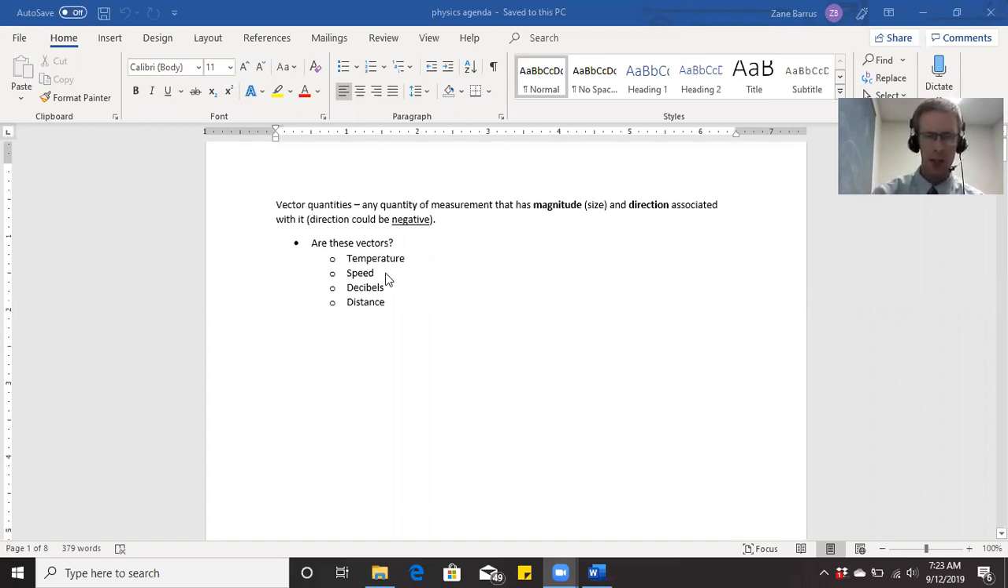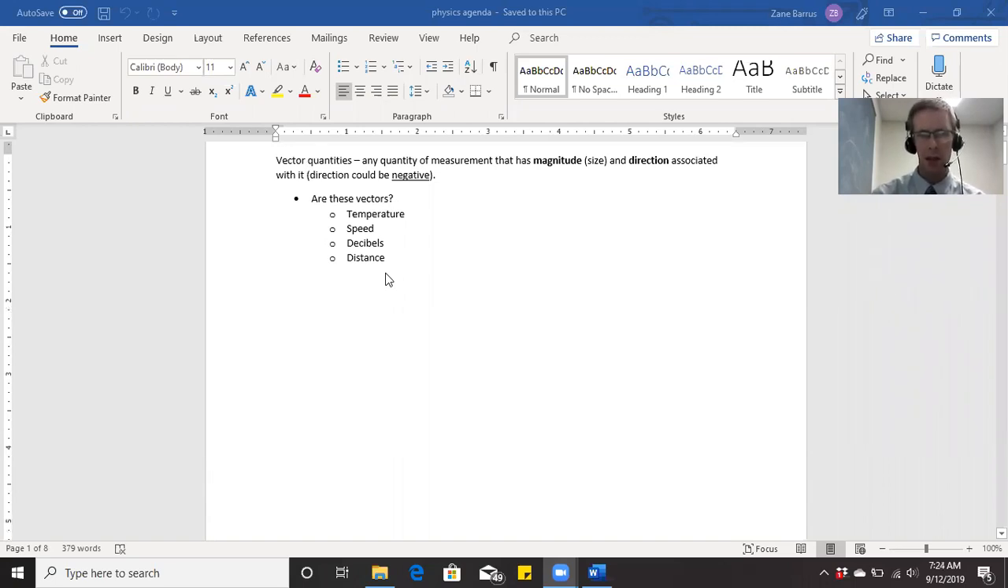So the first thing that's really talked about in the kinematics topic is what vectors are, okay? So when we talk about vector quantities, the definition that I wrote up here for you says any quantity of measurement that has magnitude and direction associated with it. Okay, now magnitude is a fancy word for size. Direction, keep in mind direction could be negative. So I want you to go through this list of possible quantities that could be vectors and tell me whether or not they have these two components associated with them.